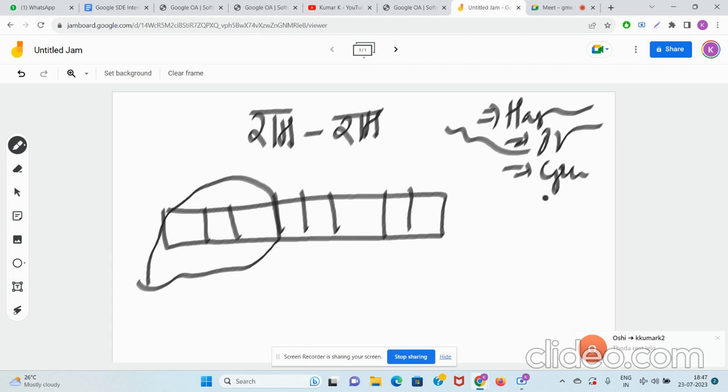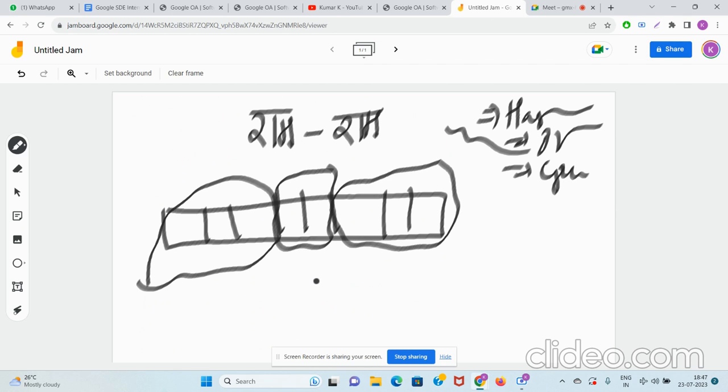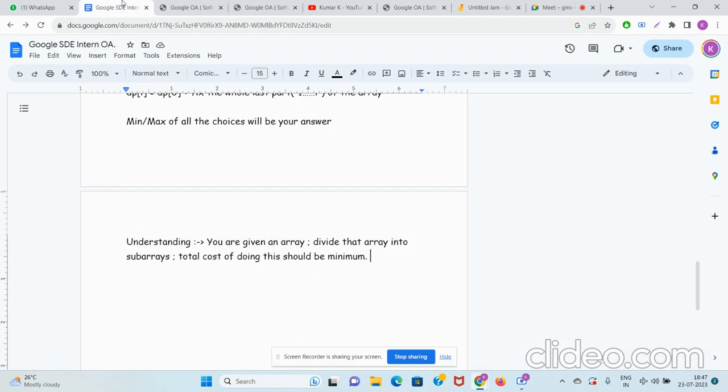Okay, Didi started messaging us. Anyways, let's focus. So guys, you try to divide the array into some parts like this, right? They are telling you, please divide it in such a manner that minimum cost is happening.